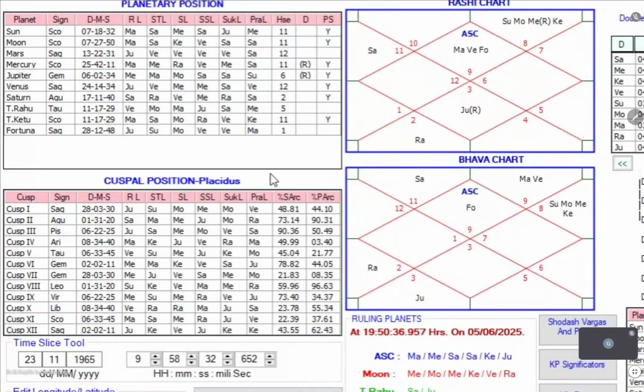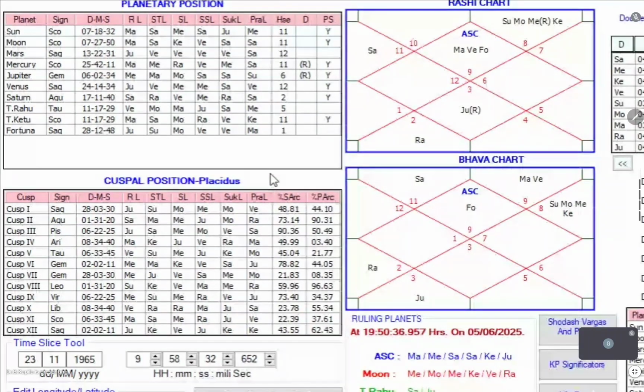So the points to be followed are: if a planet with PS appears in any two out of 1, 7, 10, we need not check its promise. It satisfies the rule. If a planet doesn't have PS and its star lord appears in 2 out of 1, 7, and 10, it satisfies the rule. I need not go to the sublord level. It is okay. And if a planet without PS now does not satisfy the rule at the star level, then we also go to the sub level.